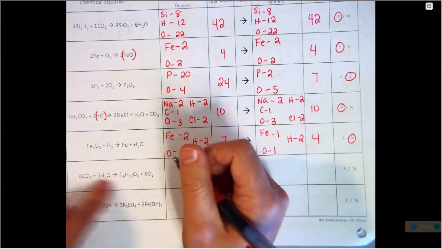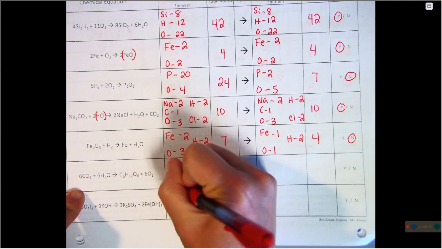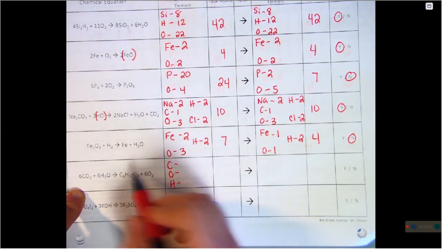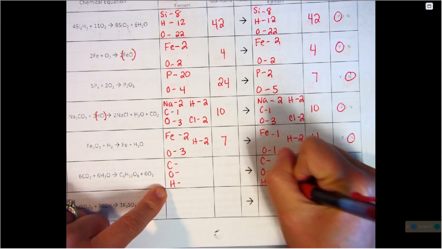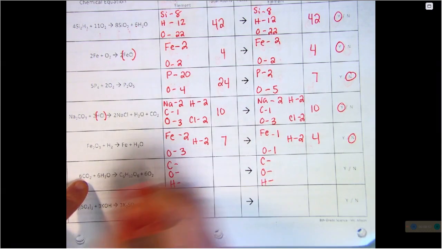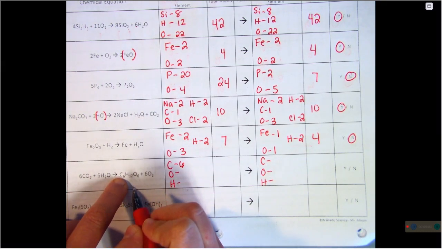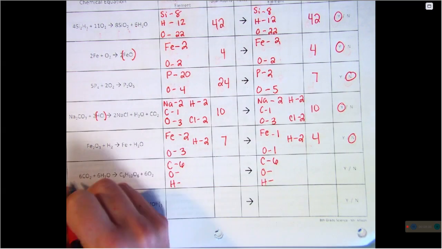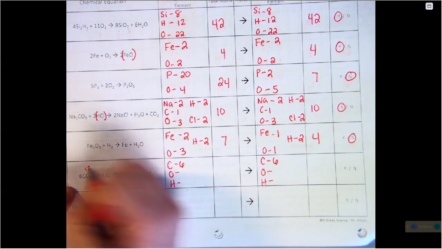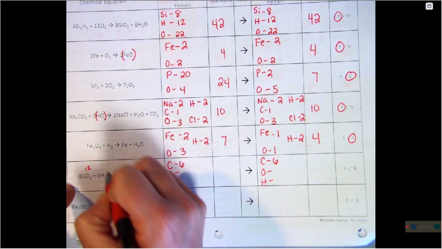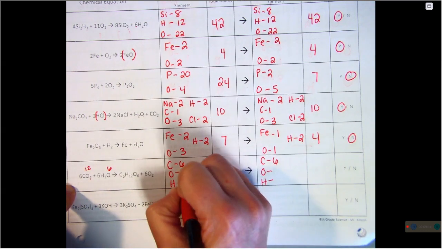Okay, last 2. This one's a little trickier. I have carbon, oxygen, and hydrogen. Carbon, oxygen, hydrogen. On this side, I have carbon, hydrogen, oxygen, but I'm going to label them in the same way: carbon, oxygen, hydrogen. Okay? So right now I see I have 6 carbon on this side. On this side, I have 6 carbon. I have 6 times 2 is 12 oxygen right here. And then here I have 6 more oxygen. So that would be 18 total oxygens.